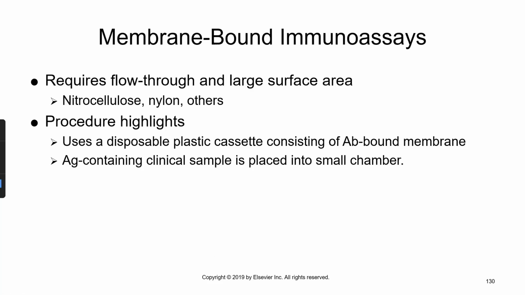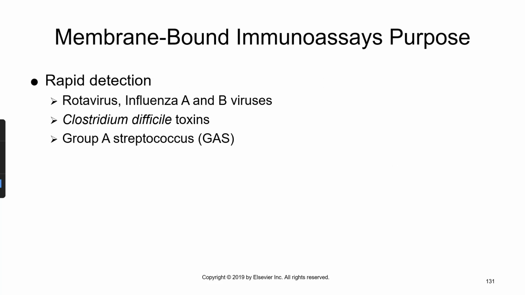Membrane-bound immunoassays require flow-through and large surface area: nitrocellulose, nylon, and others. Procedure highlights: it uses a disposable plastic cassette consisting of an antibody-bound membrane. The antigen-containing clinical sample is placed into the small chamber and evaluated for binding. It allows for the rapid detection of these organisms listed here.